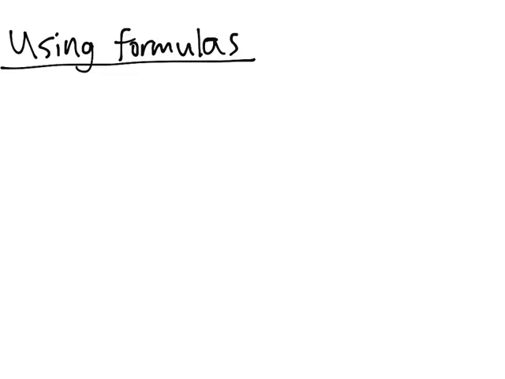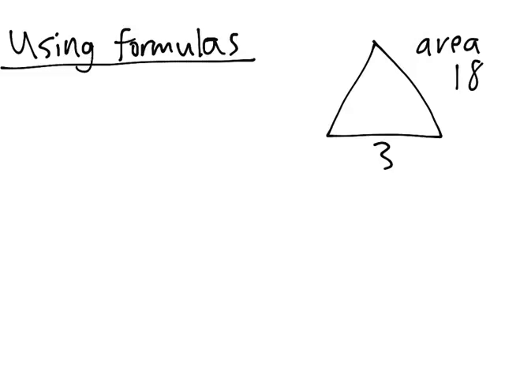When using a formula, solving the formula for a specific variable can be very useful. Suppose we know that a certain triangle has a base of 3 and an area of 18, and we want to find its height. We know the formula for the area of a triangle is A equals 1/2 b times h, where A is the area, b is the base, and h is the height.